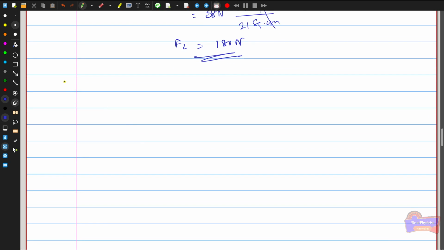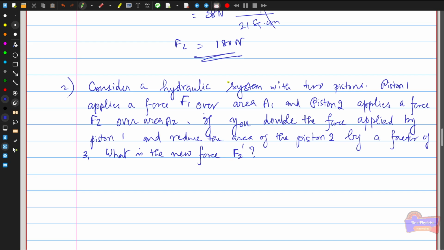The second problem is, consider a hydraulic system with two pistons. Piston 1 applies a force of F1 over the area of A1, and piston 2 applies a force of F2 over the area of A2. Suppose you double the force applied by piston 1 and reduce the area of piston 2 by a factor of 3. What is the new force exerted on the other side? So this is the question.